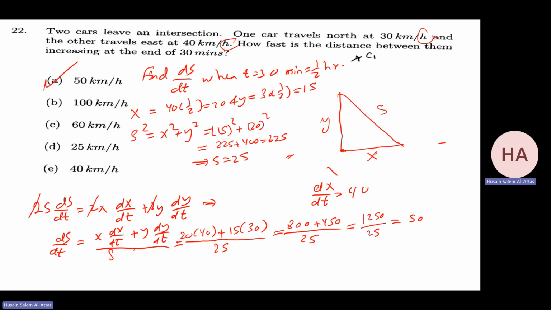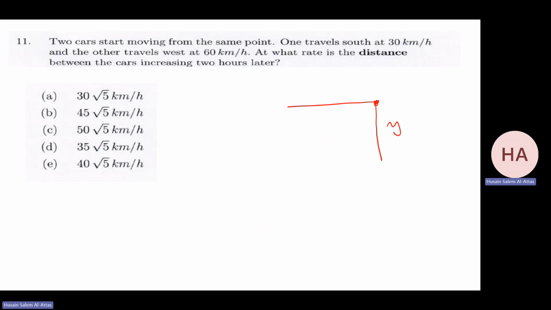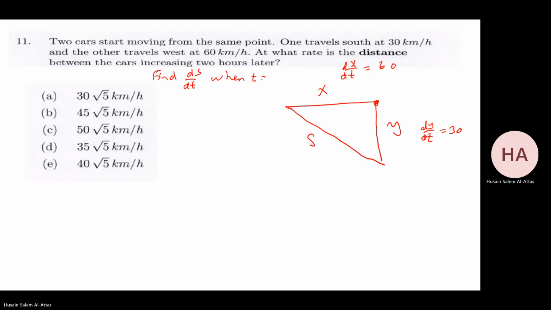So dy by dt, here I will do it equal 30. And here I have dx by dt. Sorry about that, but the idea is the same. One travels north, south, the other one travels west. So I have dy by dt equal 30, and I have dx over dt equal 60. So this is S, and find ds by dt when t equals 2. Same idea exactly. I have s squared, but first I need to find x and y.